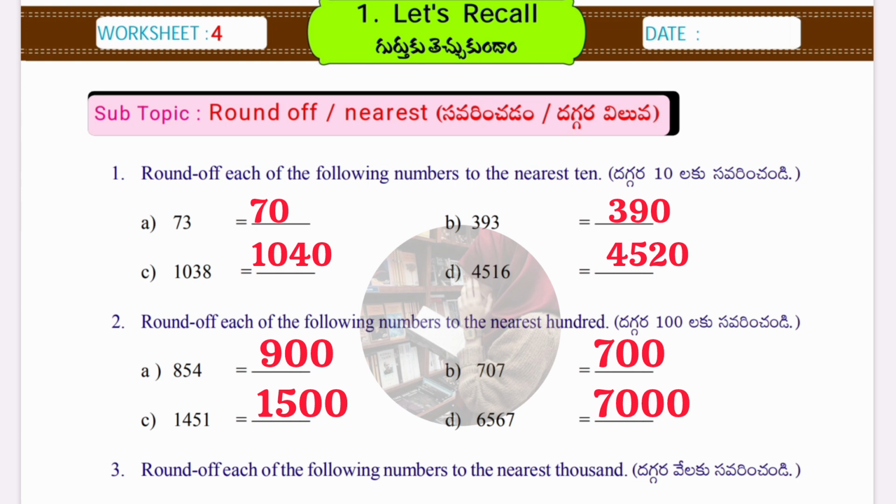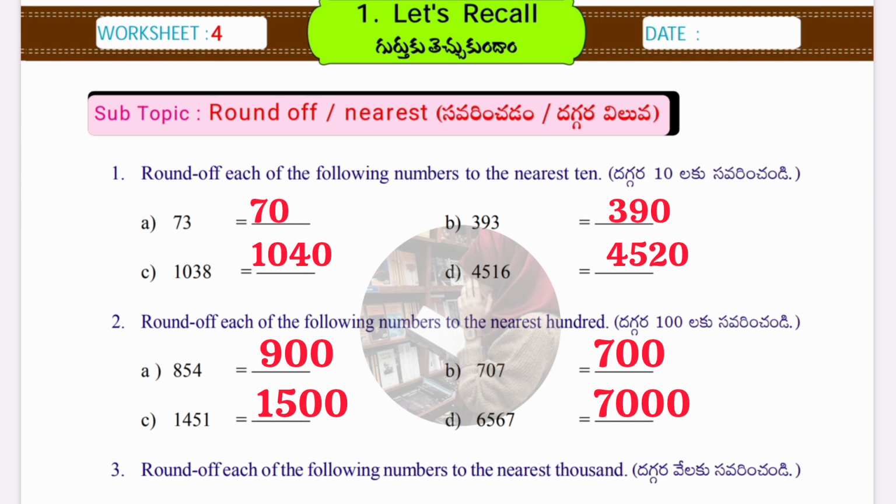Means first of all we have done the nearest to tens. Here we have to do the nearest hundreds. So 854, which is nearest to hundred, is 900. Second one, 707, nearest number is 700. Then 1451, nearest number is 1500. Then the fourth one, 7000 is the nearest number.